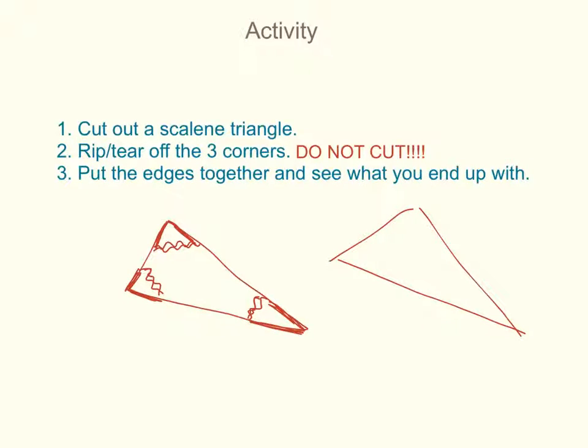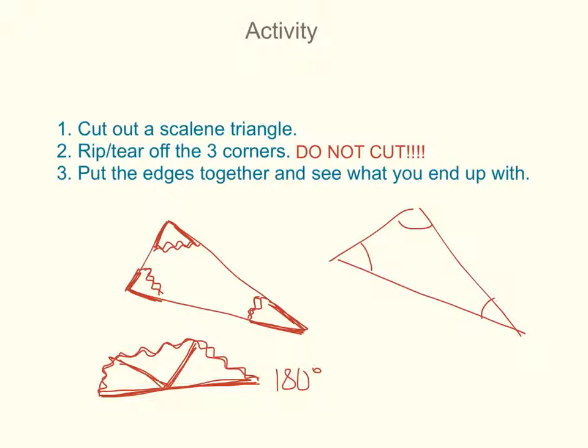Okay, so now that you have put all of the straight edges together, you should see a straight line. You should see that the 3 corners add up to make a straight line. They should fit together absolutely perfectly with the torn edges along the outside. So we know that a straight line has 180 degrees, which means that the sum of our 3 angles has to equal 180 degrees. How cool is that?